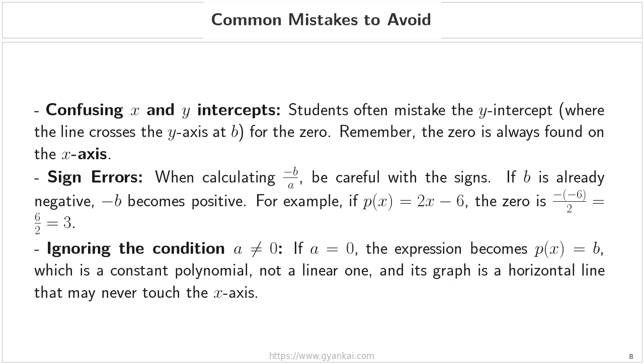Finally, never forget the essential condition that a cannot be equal to 0. If the coefficient a were to become 0, the x term disappears, and you are left with p of x equals b. This is no longer a linear polynomial. It is a constant polynomial. Geometrically, this results in a horizontal line that stays at a fixed height on the y-axis, and depending on the value of b, might never intersect the x-axis at all. Keep these points in mind, and you will have a much more accurate understanding of how these algebraic equations translate into geometric lines.